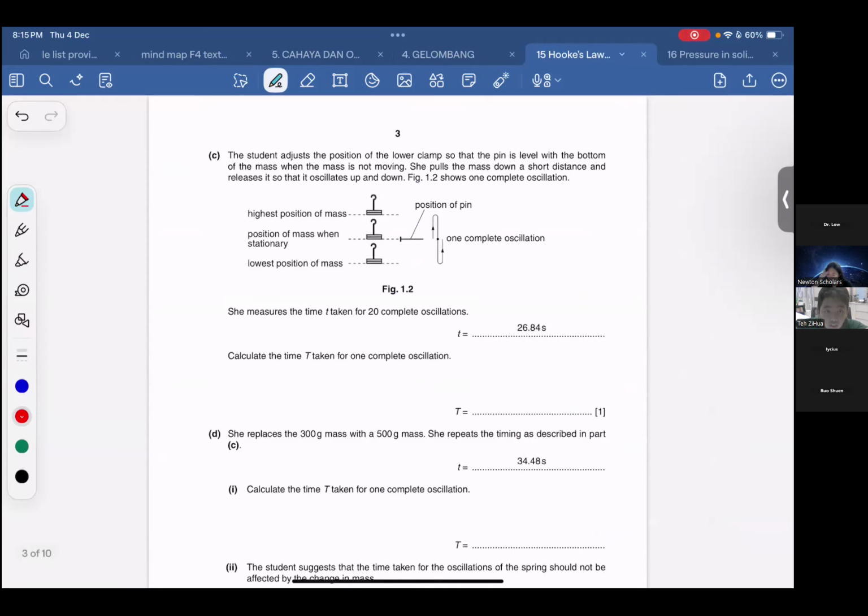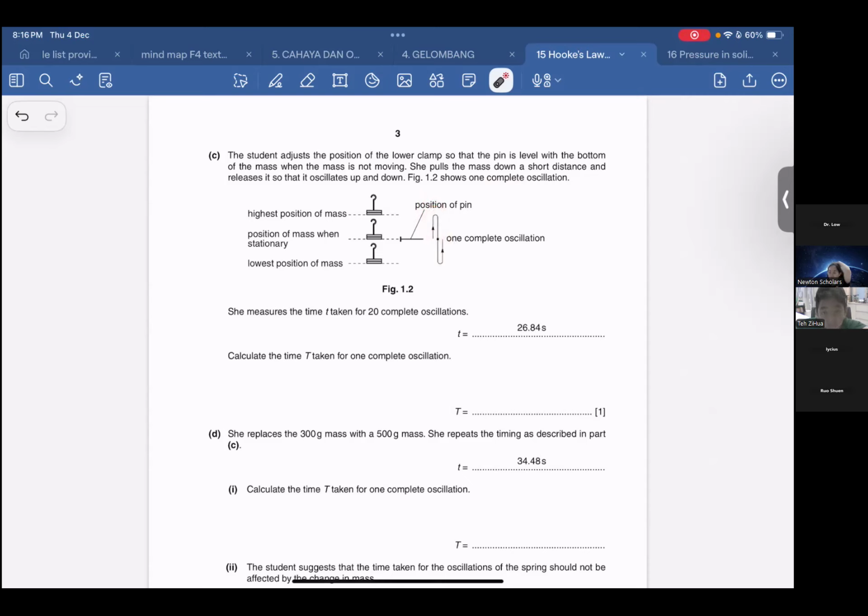Next. The student adjusts the position of the lower clamp so that the pin is level with the bottom of the mass. When the mass is not moving, she pulls the mass down a short distance and releases it so that it will oscillate. Figure 1.2 shows one complete oscillation. This is related to chapter 1, measuring time using a pendulum. It goes up, goes down, and comes back to the original position. This is one complete oscillation.